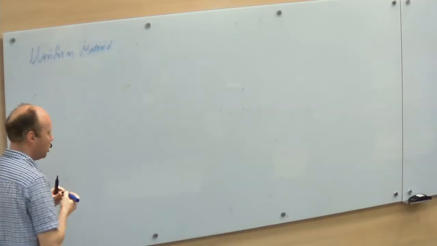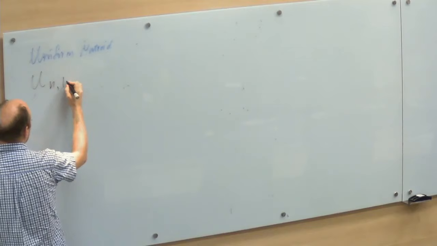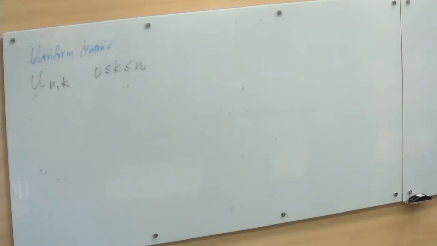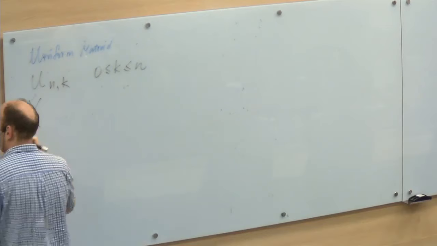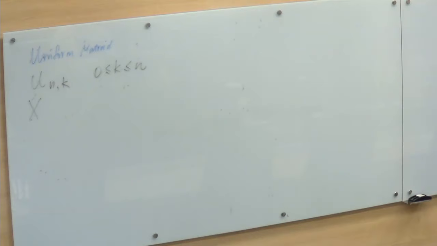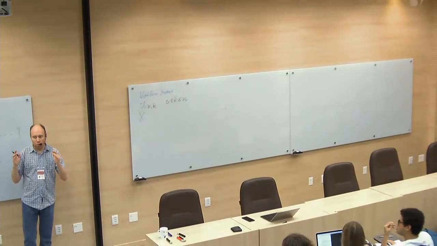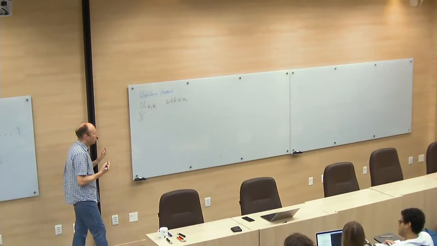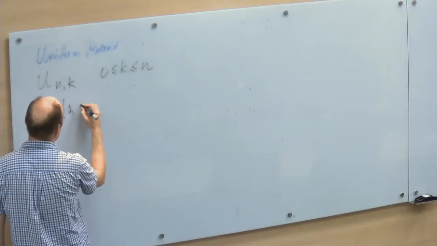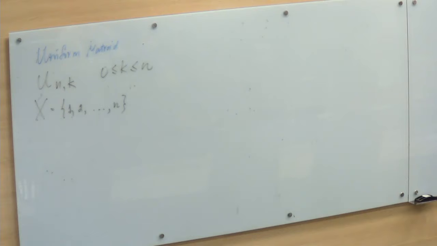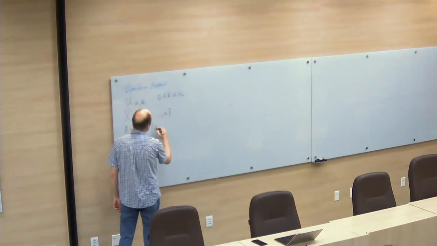A uniform matroid is specified by two indices, M and K. And it is organized as follows. The set of objects, well, actually, we don't look into the structure of these objects. Sometimes the notion of independence looks into them, but in uniform we don't look, so we take any n-element set. For example, just numbers from 1 to n. And we say that a set is independent if it contains no more than k elements. So A is independent if its size is at most k.